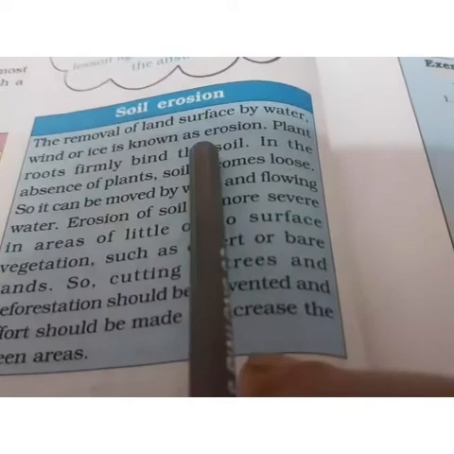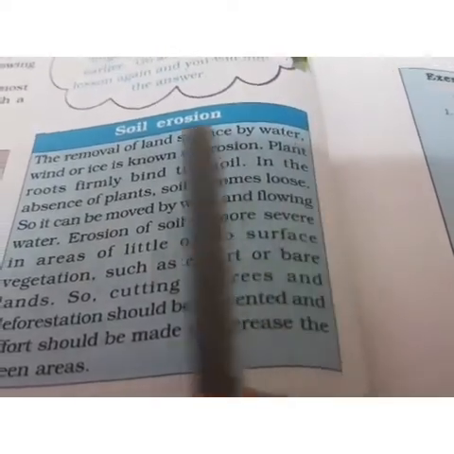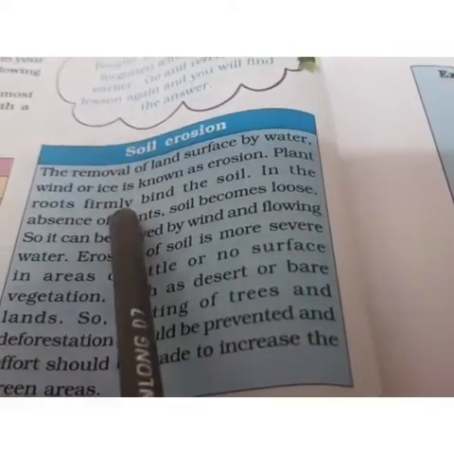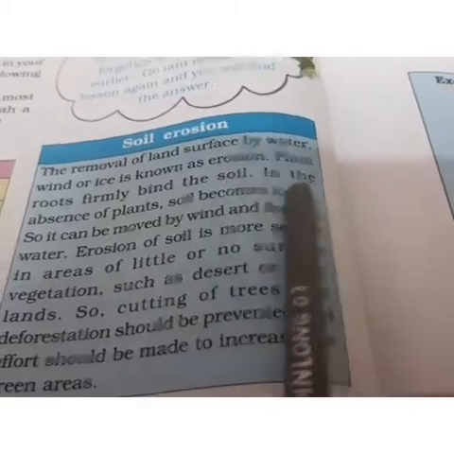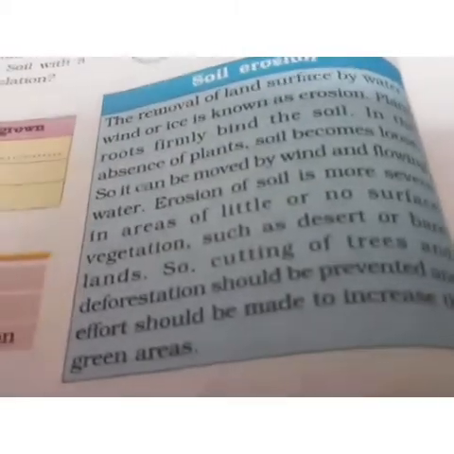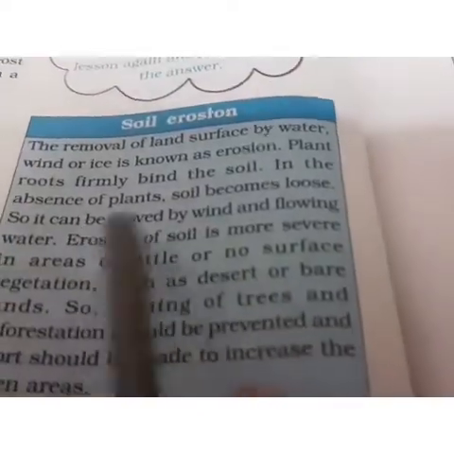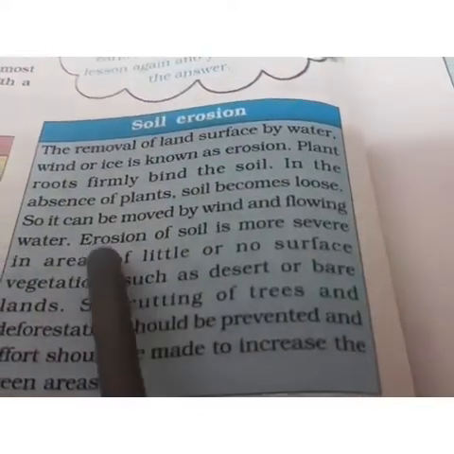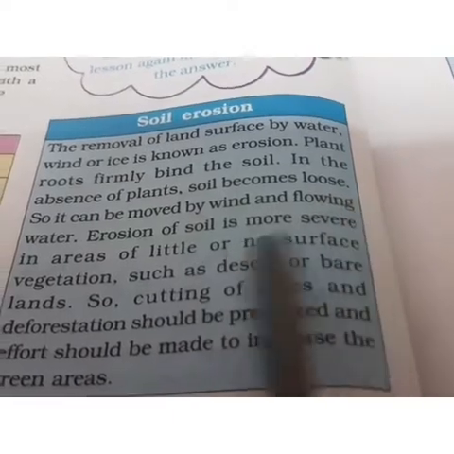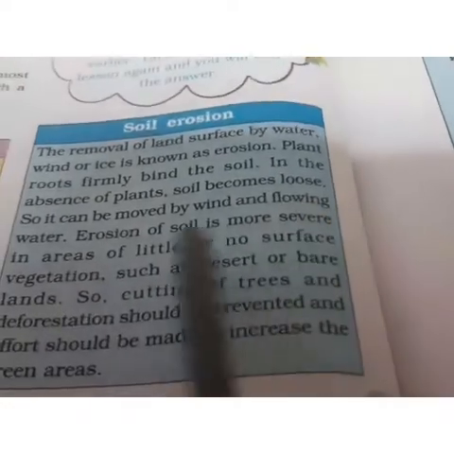Now we move on to soil erosion. The removal of land surface by water, wind, or ice is known as erosion. Plants' roots firmly bind the soil. In the absence of plants, soil becomes loose, so it can be moved by the wind and flowing water.